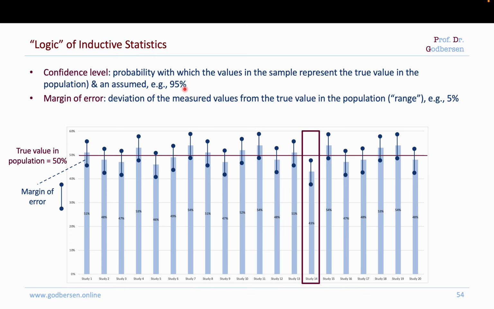And if we have a confidence level of 95%, that means that 19 times out of our 20 studies, our margin of error, our range, will include the true value. But one time, it's 95%, is 1 out of 20, one time we will be completely off. One time, our margin of error does not include the true value.